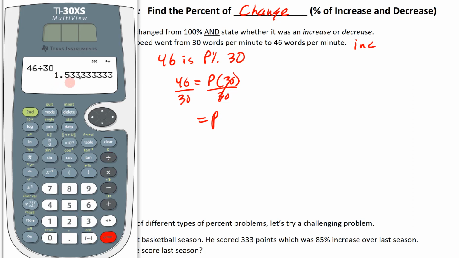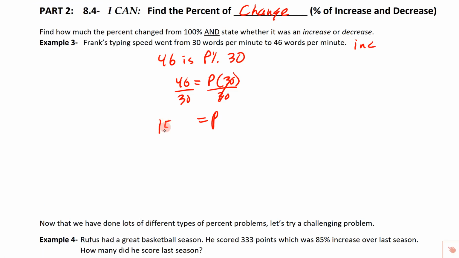Now, I'm going to move the decimal over 2 places, so this is going to be 153.3333. So that 3 in that third spot is not enough to bump that up. So this is 153.33% of what it used to be. But what it used to be is 100%. So we're going to go ahead and subtract that, and we end up with 53.33%. And because this is positive, and because it went up, this is an increase.